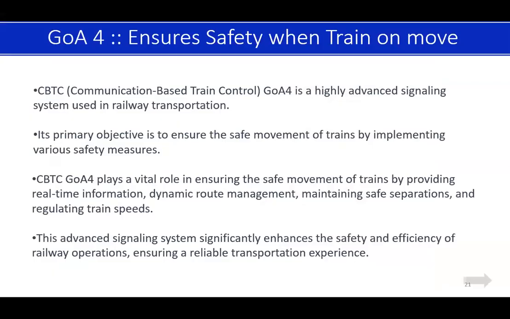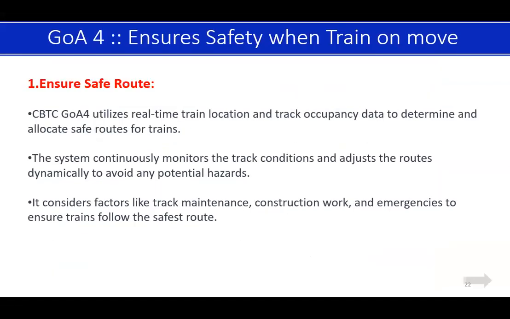Now, it is a highly advanced signaling system, implementing various safety measures and regulating train speed, as well as ensuring reliable and operational transportation with full experience stability. Ensuring safety, coming to the complete allocation of a safe route for the train. The route for the train, when it is set, has to be safe from the start until it comes to the end. And it is dynamically managed, in the sense that it is real-time management.